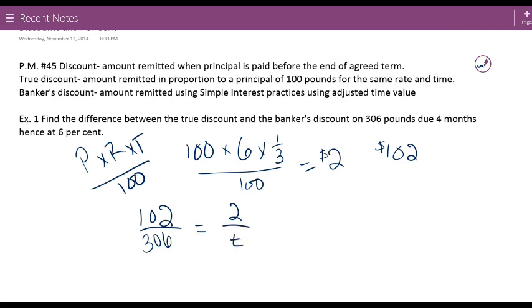Rule of 3, we multiply terms 2 and 3 and divide by our first term. So 2 times 3 is going to be 6. 612 divided by 102, 6. Okay, so in this case our true discount is going to be 6. Oh, I'm sorry, it's in pounds. 6 pounds. Okay, so there is our true discount.